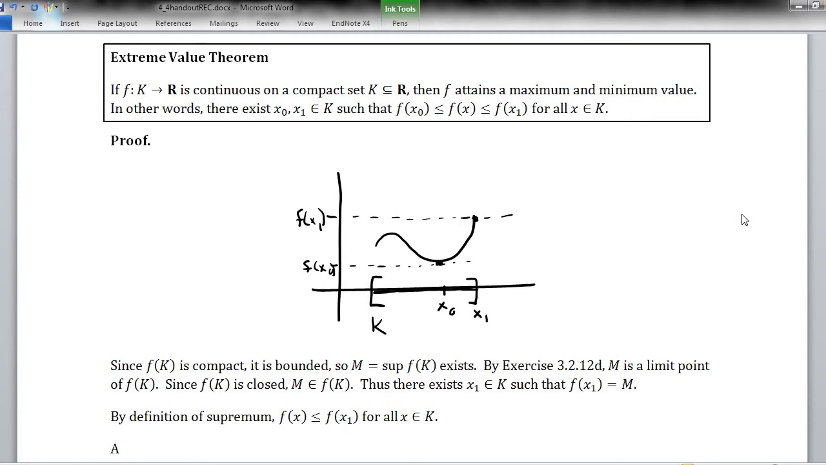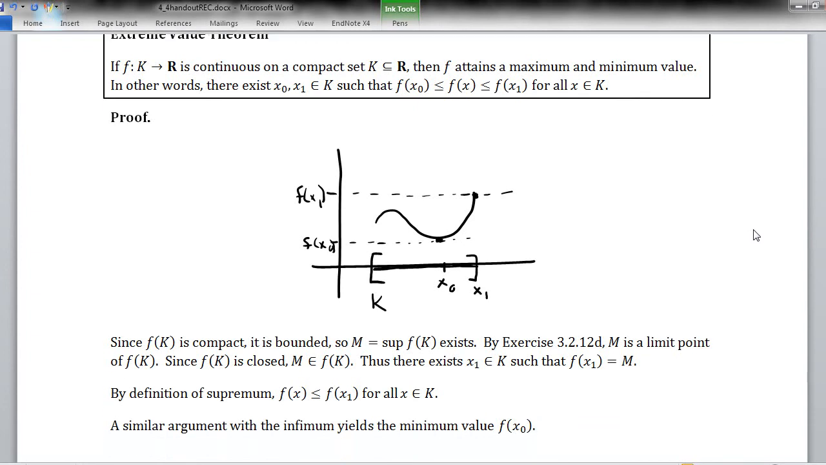Well, we can do the same thing with the infimum to obtain our x sub naught. So a similar argument with the infimum, which has an I after the f, yields the minimum value f at some point x naught in the domain. And that completes the proof.